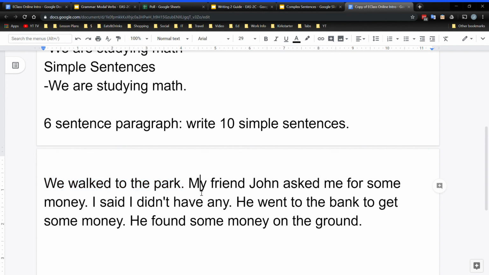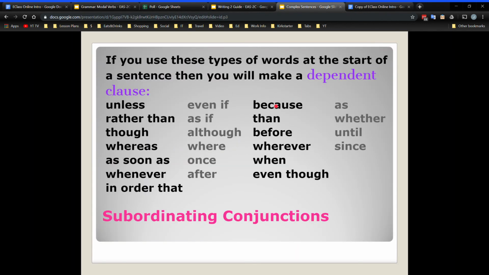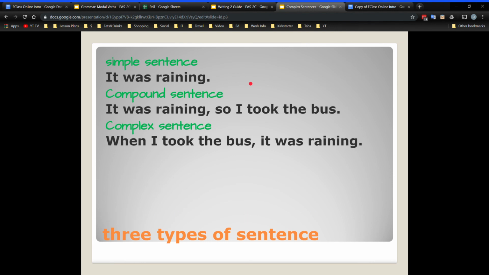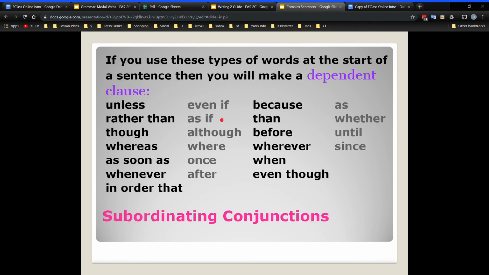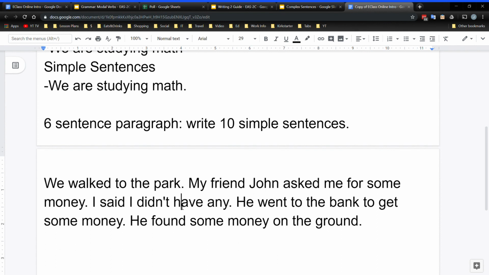Then the trick to make this writing more interesting is to go back and add either subordinating conjunctions. So just remember words like these. So we can add subordinating conjunctions either at the beginning or the middle of a sentence, or we can add fanboys, right? So that way we can start making complex and compound sentences. So we walked to the park. I'll just leave that there. That'll be my simple sentence.